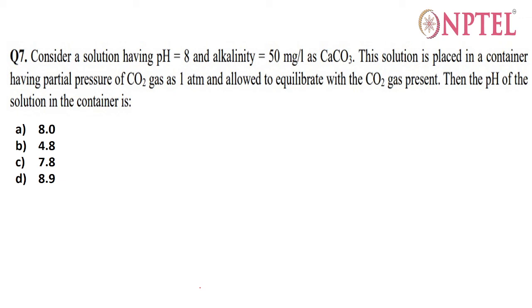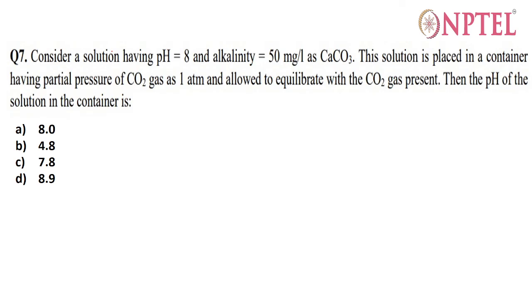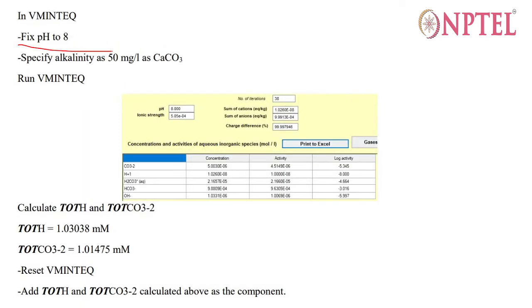Okay, we'll go for the solution. So the answer is 4.8. How will we try to solve this? Go to VMinteq, again fix the pH as 8, right? So pH was 8 and the alkalinity is given.